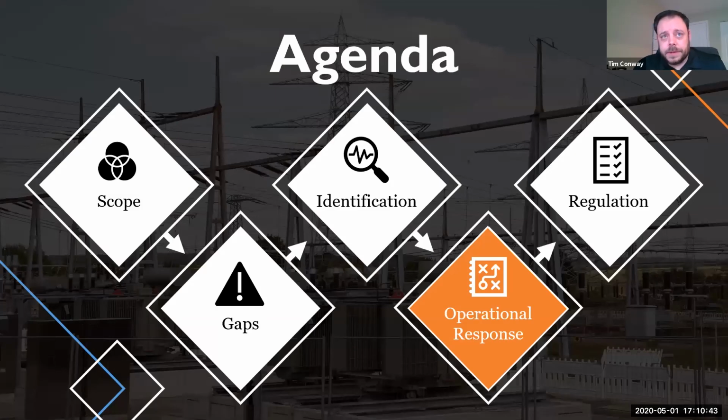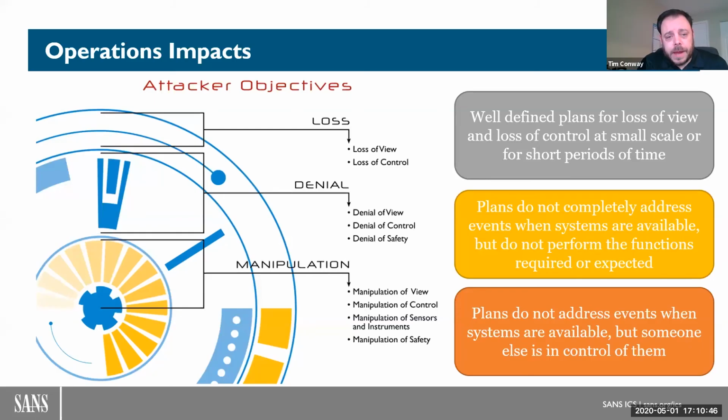Moving into the operational response component here. Thinking about this from the perspective of the operators at these plants, at control centers, control rooms, or just operational personnel, and looking across these attacker objectives of causing loss of view, loss of control, or moving into denial of view, denial of control, denial of safety, and in worst cases, manipulation of view and control. So if this is an attacker objective list and options within the industrial control system space, this is more of aligning that to operator current capabilities within the sector.